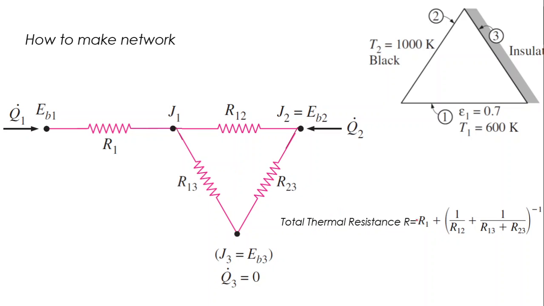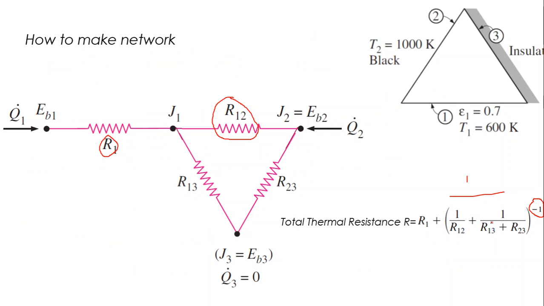The total thermal resistance will be R1 plus, R1 is this one, plus 1 by R12. What is 1 by R12? This one, plus 1 by R13 plus R23. And the whole thing we will have to the power minus 1 here. Why? Because it is R1 plus 1 by this whole equation.